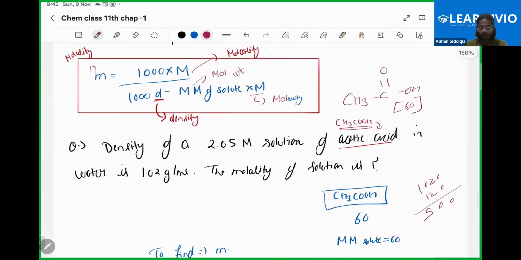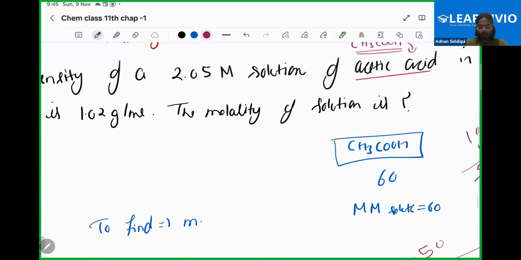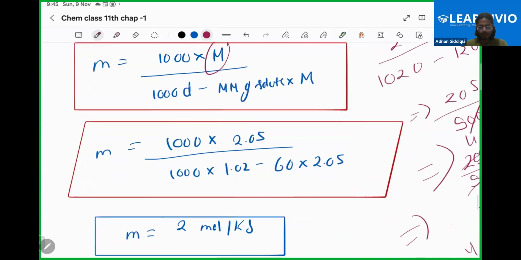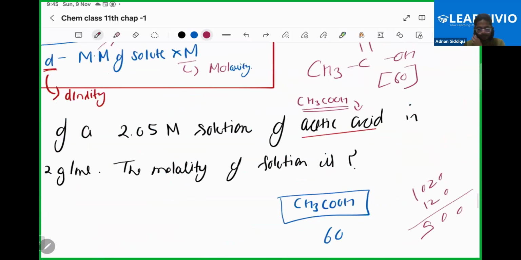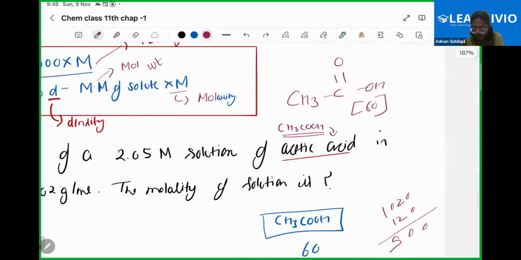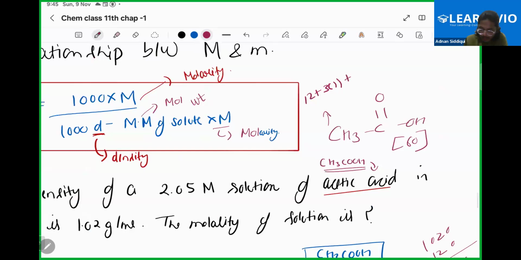In the formula, you need what? You need molarity, which is given, 2.05. You need density, which is given, 1.02. You need molecular mass of solute. You can calculate it, which is 60. How do you calculate the molar mass of this CH3COOH? The molar mass of carbon is 12, hydrogen is 1, 3 hydrogens. Then you will have carbon, then you will have oxygen, then you will add them up.